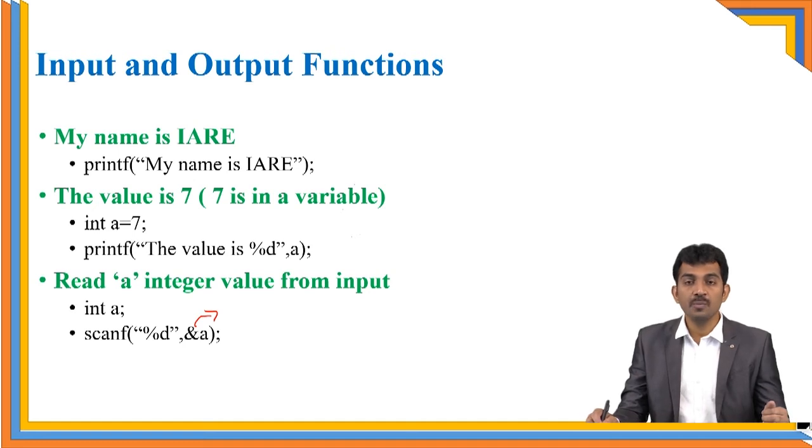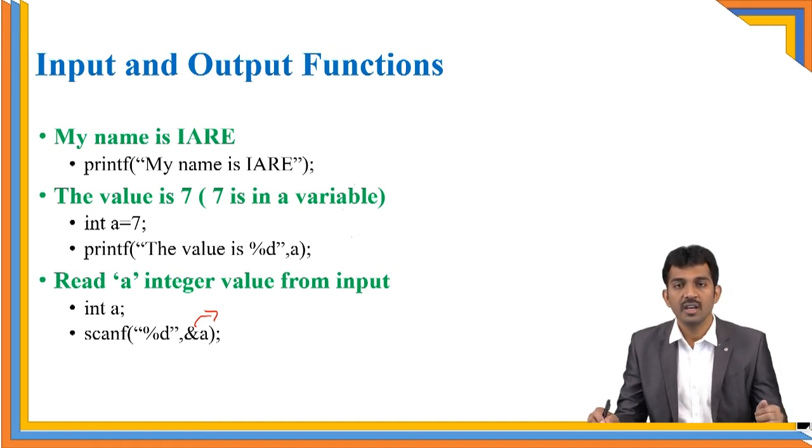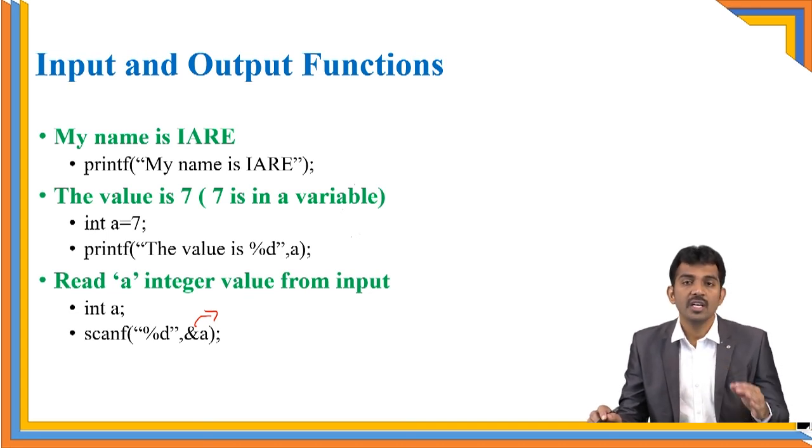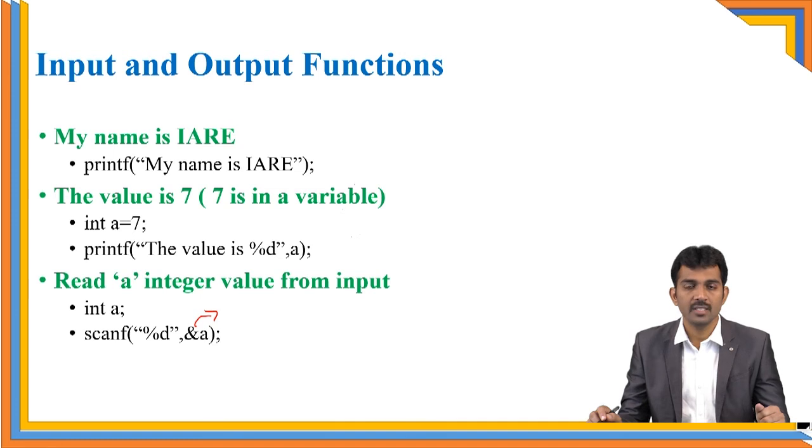Is this clear? Input and output functions. Input function is to read data, that is scanf. Output function is the printf statement. By using the printf statement, you are going to print your data onto the console. That is the main difference between printf and scanf. These are the only statements you are going to use in every program for reading and writing. Both of these functions are available in the standard input output library, that is the stdio.h library. Is this clear?